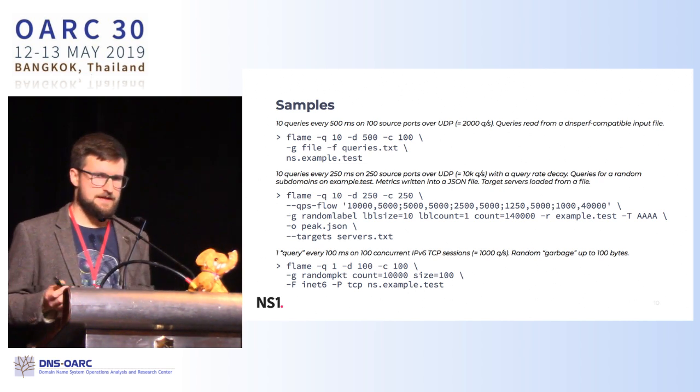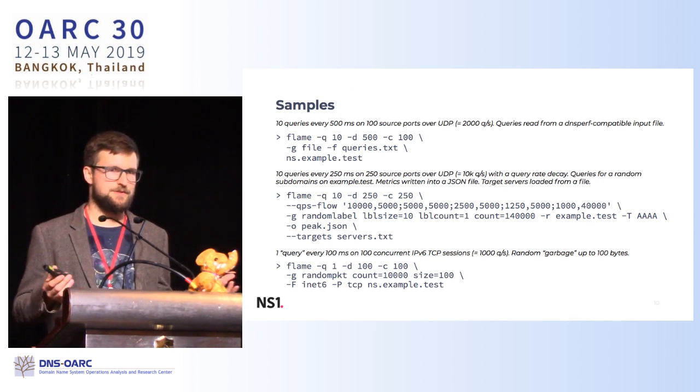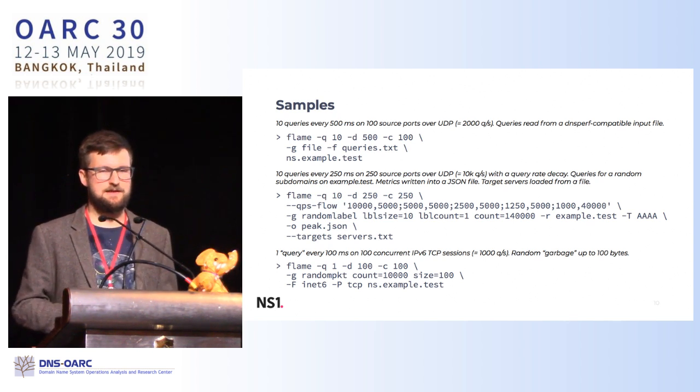And in the last example, I just show how you can send some random garbage on TCP IPv6 to the server.